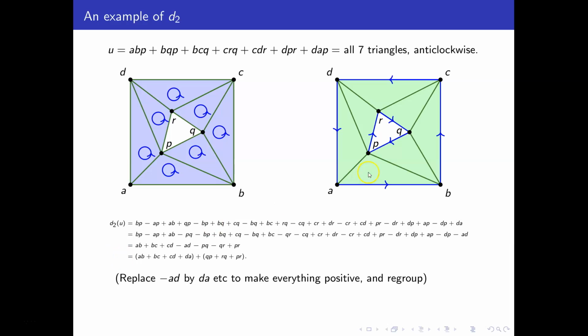And what does this look like geometrically? Well, these AB, BC, CD, DA, that's basically just going around the outer edge of this square in an anti-clockwise direction. And this QP plus RQ plus PR, that's going around clockwise around the inner triangle.